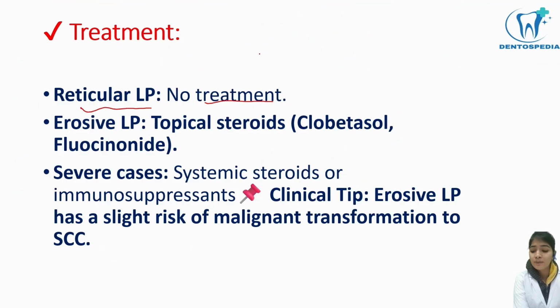For erosive symptomatic type, topical steroids like clobetasol or fluocinonide are given. Understood? Systemic corticosteroids or immunosuppressive drugs are given in severe or resistant cases. Understood? Erosive lichen planus has a slight risk of malignant transformation to SCC. Lichen planus usually presents as a bilateral white lesion, and the reticular type is the most common and asymptomatic. The erosive type is painful and potentially pre-malignant. Long-term follow-up is essential.